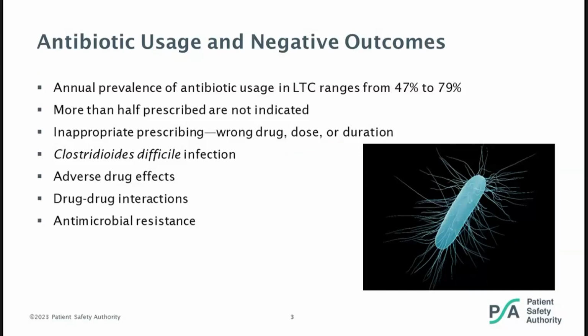First, just a reminder about why we are focusing on limiting the use of antibiotics and the potential negative outcomes. When we look at the use of antibiotics in long-term care, there's an annual prevalence of about 47 to 79%, and this is fairly high. The literature shows that more than half of those medications prescribed are not even indicated. We continue to have inappropriate prescribing: wrong drug, wrong dose, and incorrect duration.